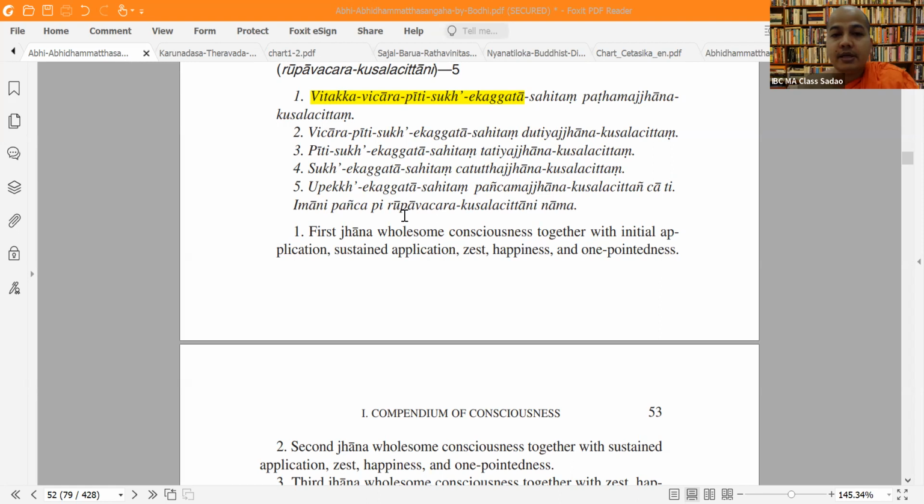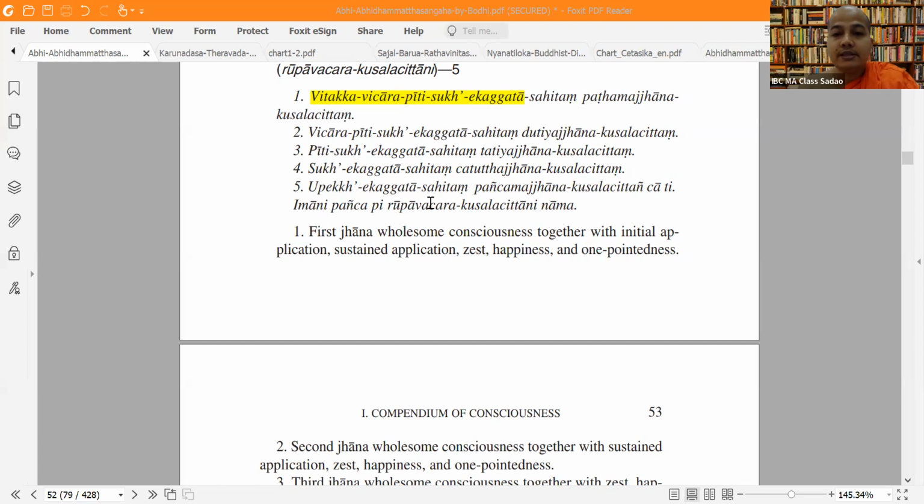And by this, you can understand the importance of ekagata. The intensity of ekagata can become stronger and stronger, but it should be present in all the jhana cittas. In fact, whatever meditation practice you carry out, ekagata is one of the most important factors.